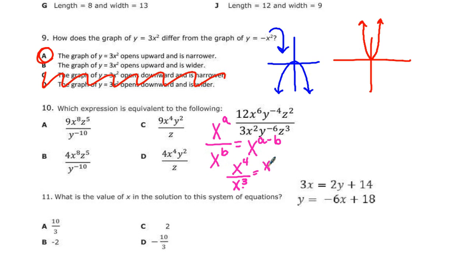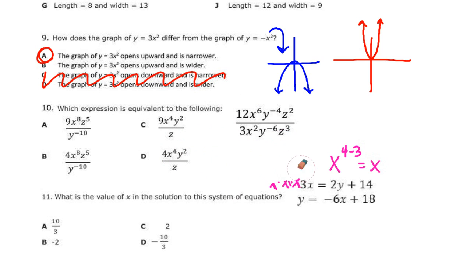So that would be x times x times x times x, all divided by x times x times x. So what is x divided by x? Well, that's 1, that's 1, that's 1. And I'm just left with 1x, or x to the 4 minus 3, which is x to the 1st power, which I don't really need to write. So that's the rules behind here. So I'm going to go ahead and erase that now. And let's talk about this problem.